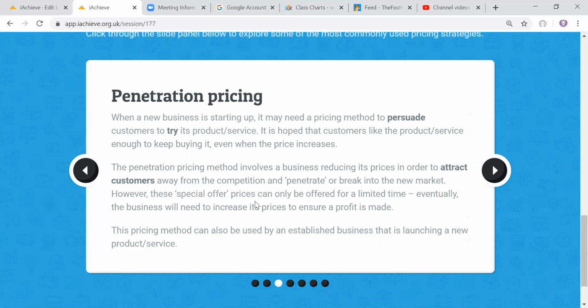However, these special offer prices can only be offered for a limited time. Eventually, the business will need to increase prices to ensure that it makes a profit. So this pricing method can be used by an established business, for example, that's launching a new product or service.